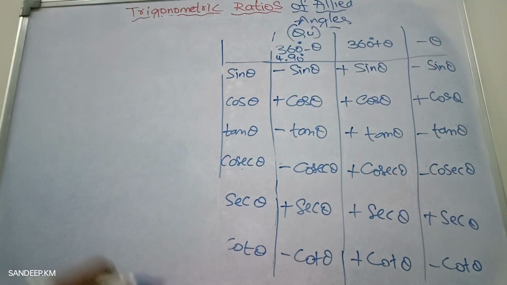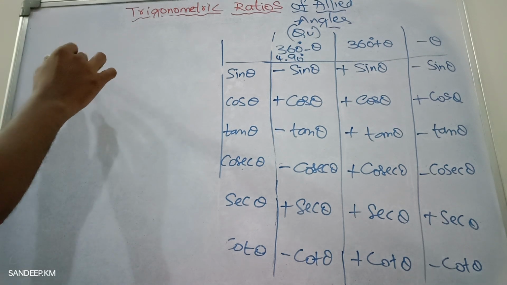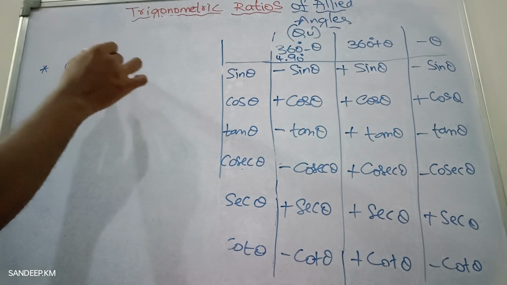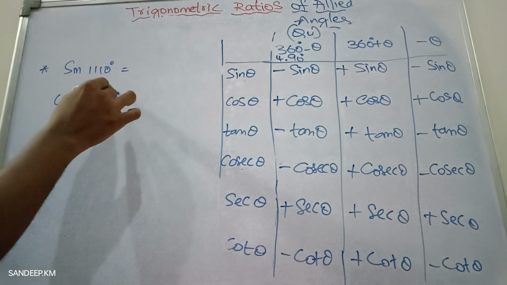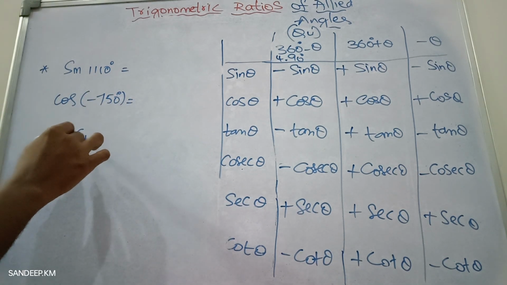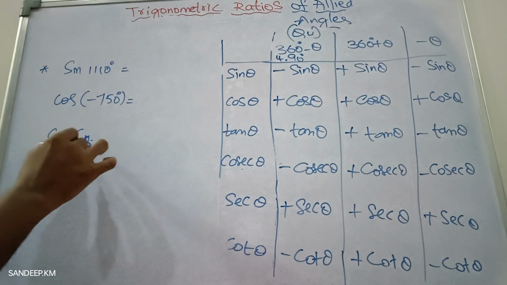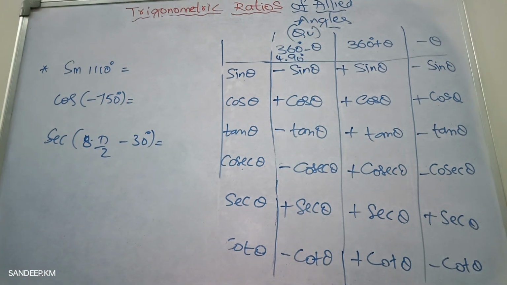Next, problems based on trigonometric ratios of allied angles. That means how to find sine of 1010 degrees, or cos of minus 750 degrees, or secant of 8 pi by 2 minus 30 degrees, and so on. All this we will discuss in the next video.